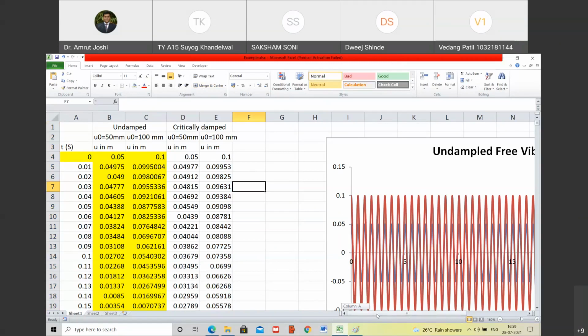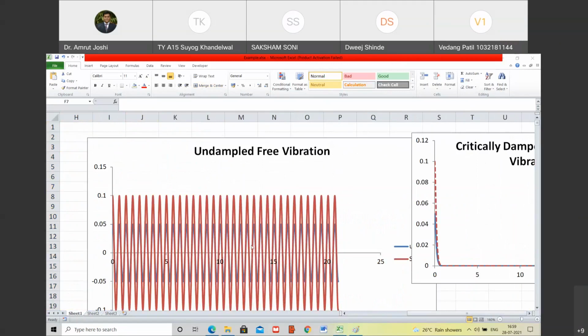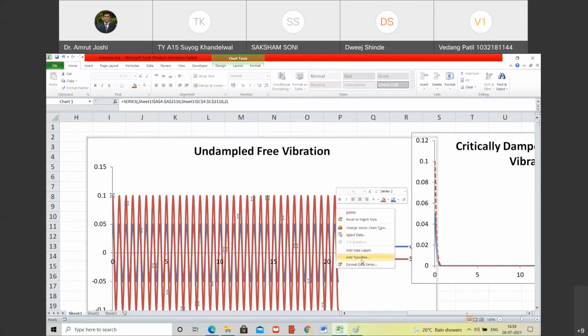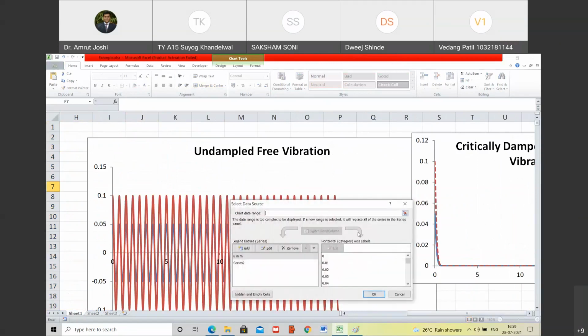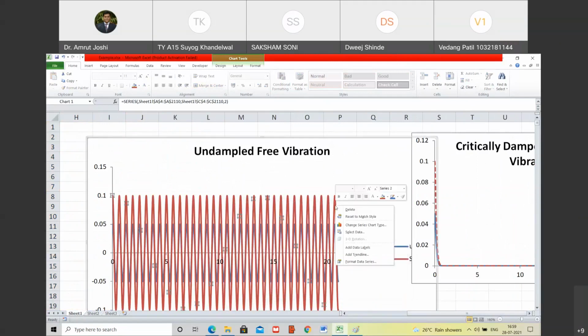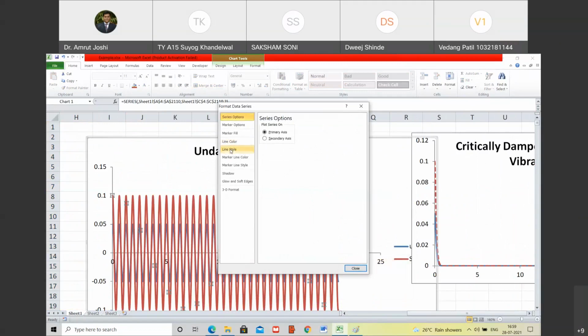The answer is yes. So look, here I have plotted it, just like we plotted undamped free vibration. Now let me keep some consistency, so let me also select this line type as dotted.